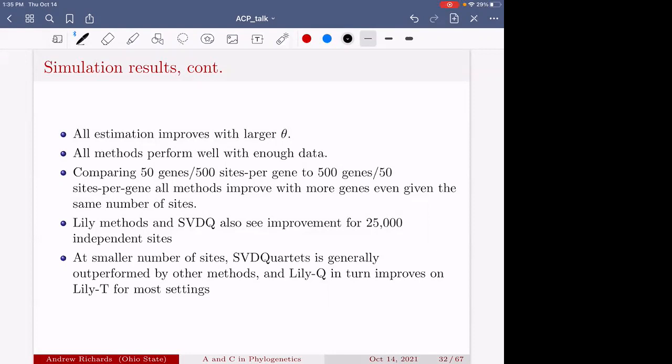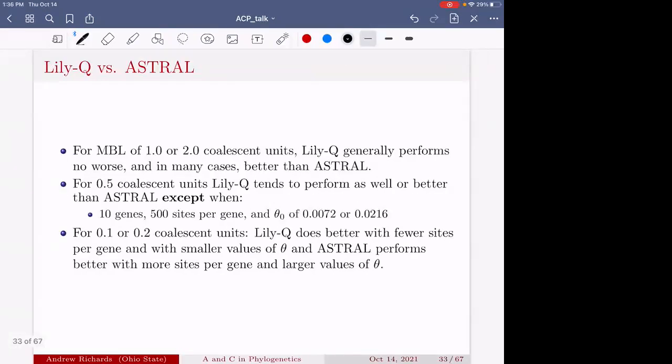All methods did well when you had a lot of data. All methods did well with more independent loci. In general, SVD quartets tended to be outperformed by the other methods, and Lily Q tended to be better than Lily T. For long branch lengths, Lily Q generally outperformed Astral at 0.5 coalescent units.